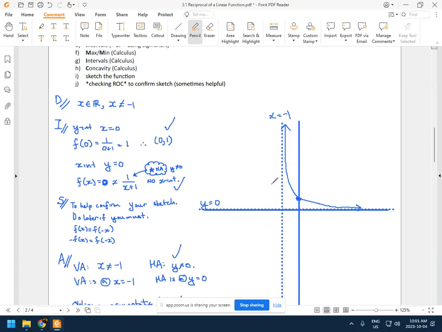And what about the left? If I am to the left of my vertical asymptote, I need to be negative. I need to be under the x-axis. It's gonna look something like this. Or how about I draw it instead, going from left to right.